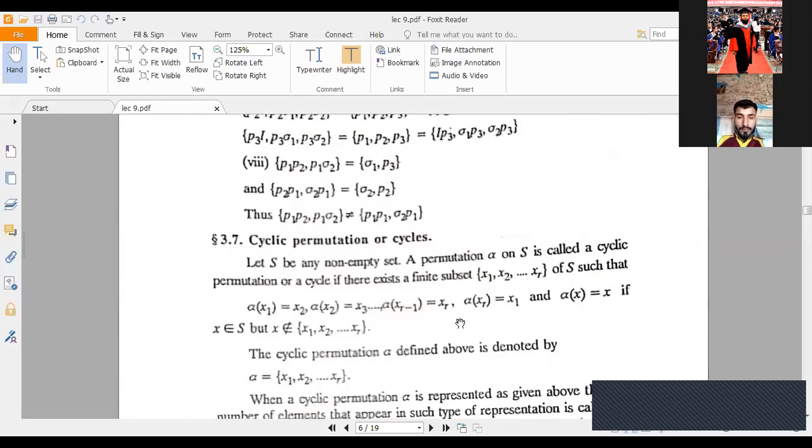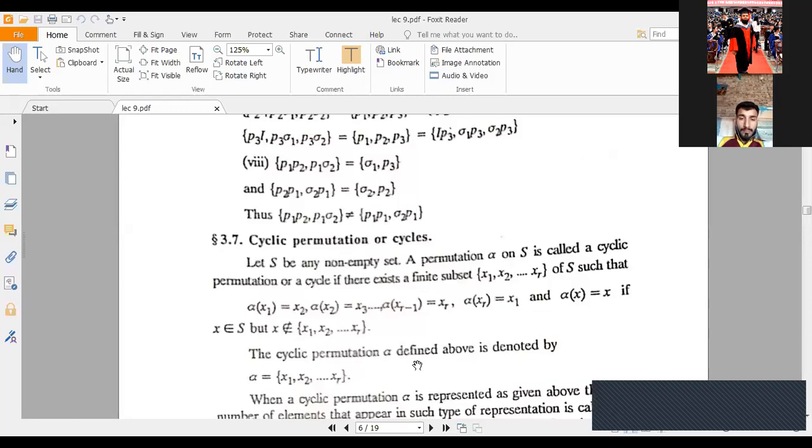Now another cyclic group. Let S be any non-empty set. A permutation alpha on S is called a cyclic permutation, or cycle, if there exists a finite subset x1, x2, ..., xr of S such that alpha of x1 is x2, alpha of x2 is x3, ..., alpha of x(r-1) is xr, and alpha of xr is x1. It means this is a cycle starting from x1 and ending at x1, but the other elements are fixed: alpha of x is x if x belongs to S but x does not belong to this cycle. Such a permutation is called a cyclic permutation.